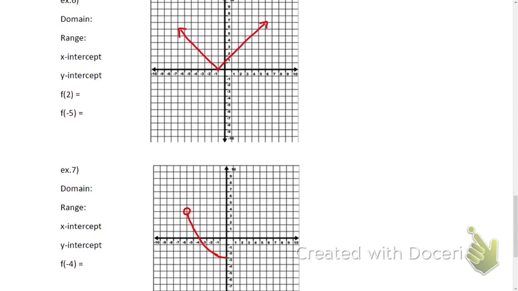So on number 6, I'm going to scan it left to right, and it looks like it goes forever left, forever right. This is all real numbers. Someone asked me, can you write negative infinity to positive infinity? And sure, you could write that. No problem.